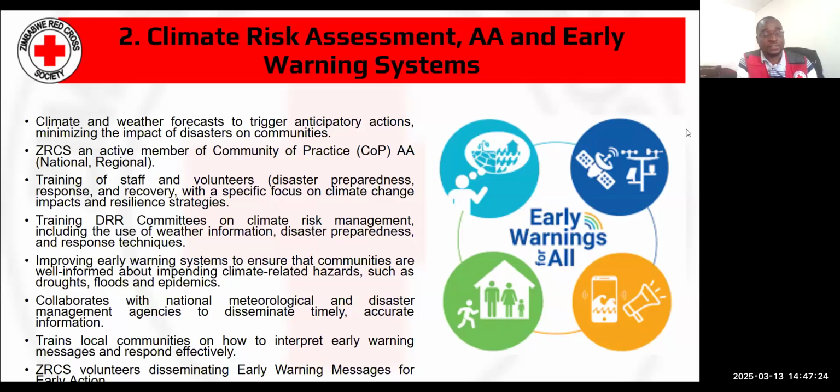And as I've said, we are improving also in early warning messaging at community level, taking advantage of community meetings, disseminating messaging at institution level. I'm talking of the schools now, using radio messaging, our volunteers also disseminating messaging, but working closely with our Department of Meteorological Services, because these are the custodians of that kind of information. And as I've said, our Zimbabwe Red Cross volunteers are very active when it comes to the dissemination of information at community level. Next slide.